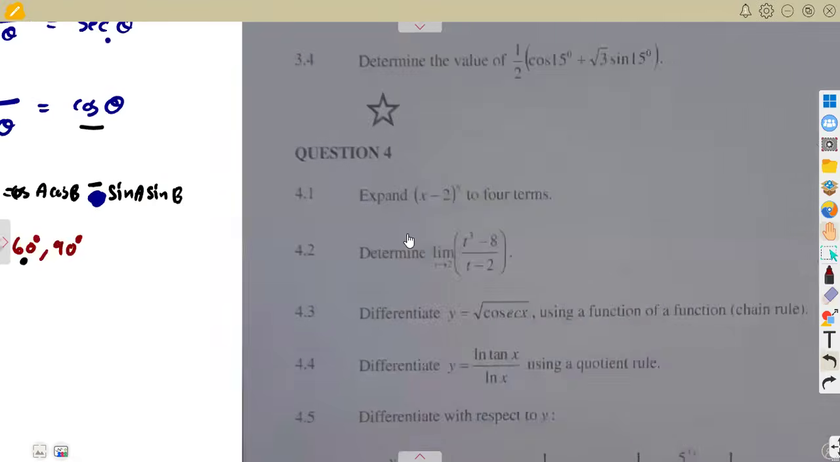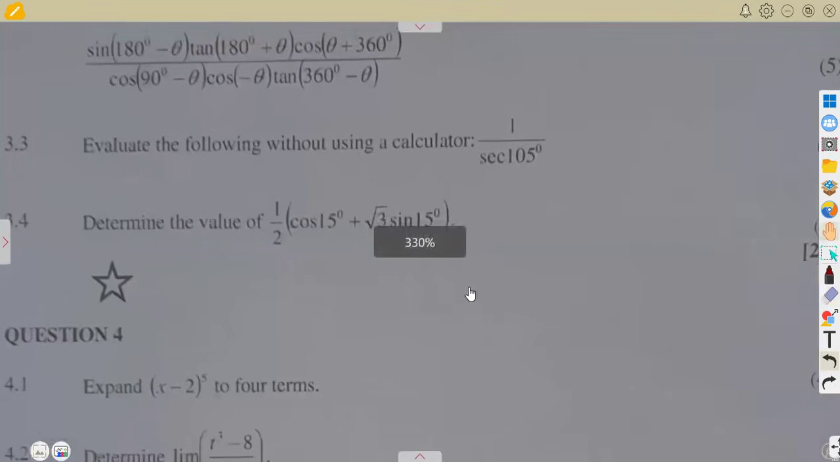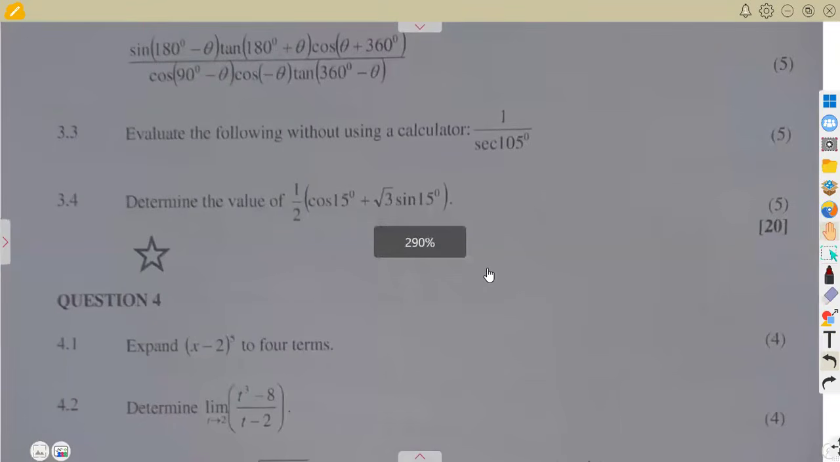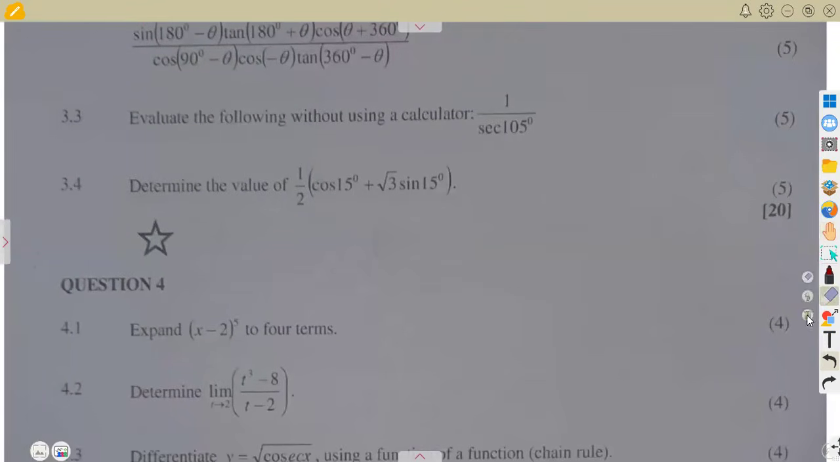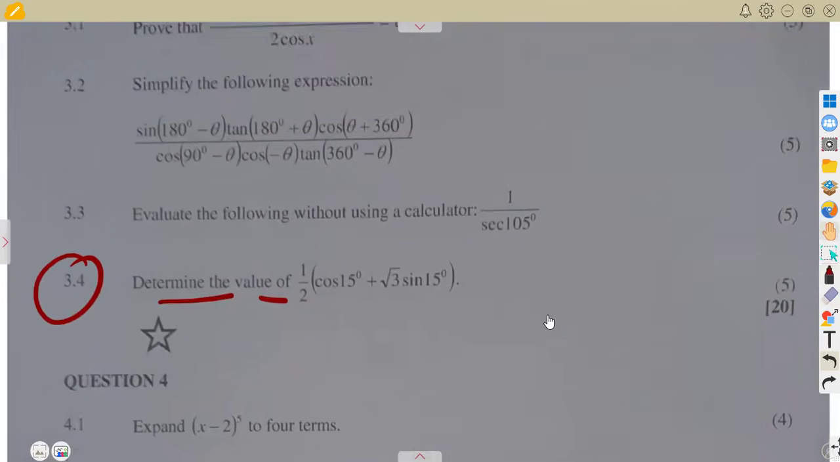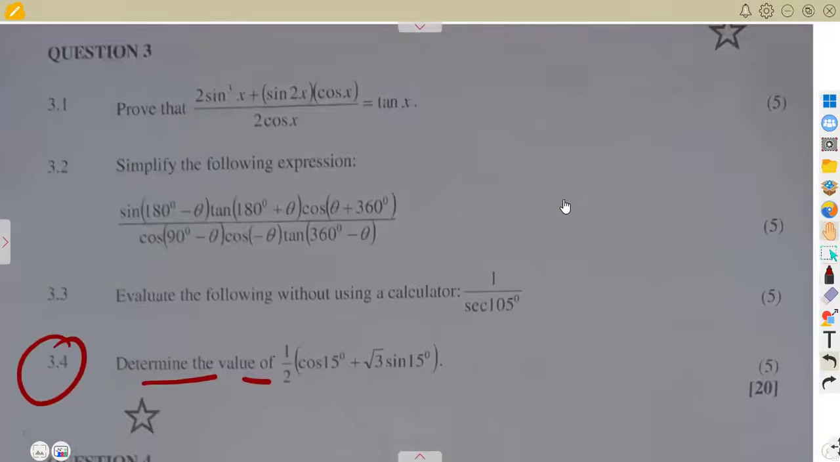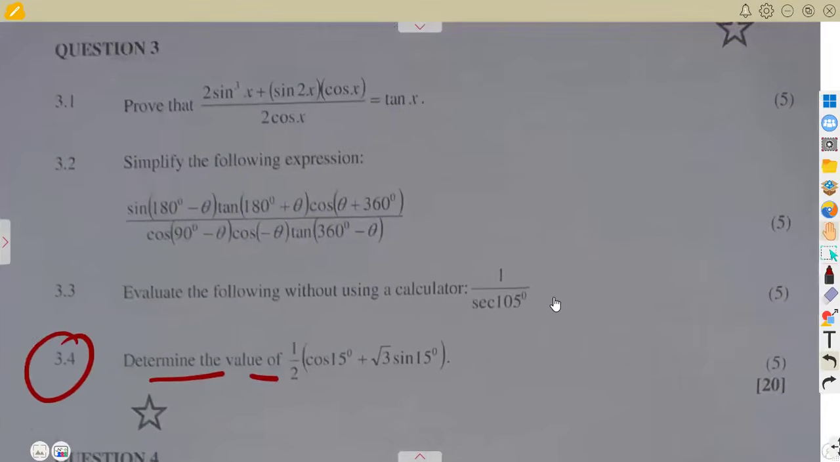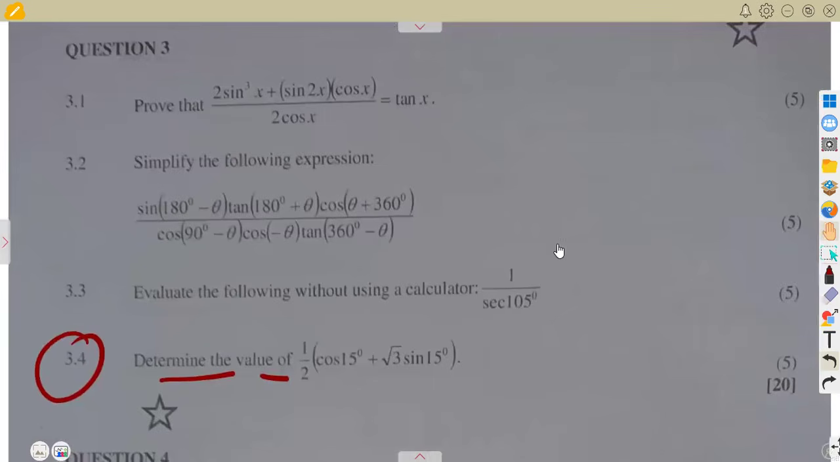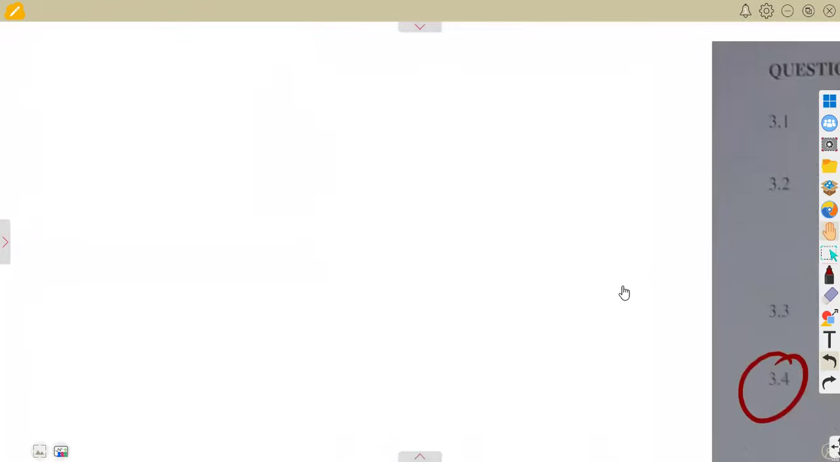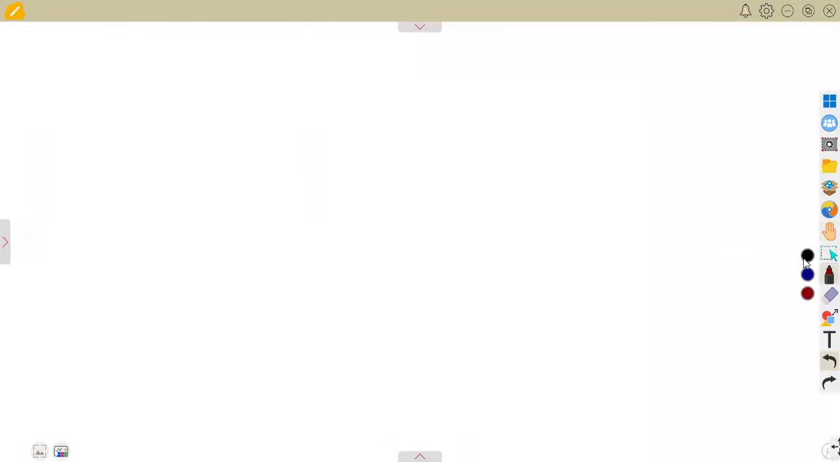Let us see what we are given on 3.4, which is the last part of question 3 on our trigonometry. Determine the value of, okay, guys, so we do not have a trigonometric equation. Okay, anyways, it was fine. But I'm just surprised, I was hoping for a trigonometric equation.